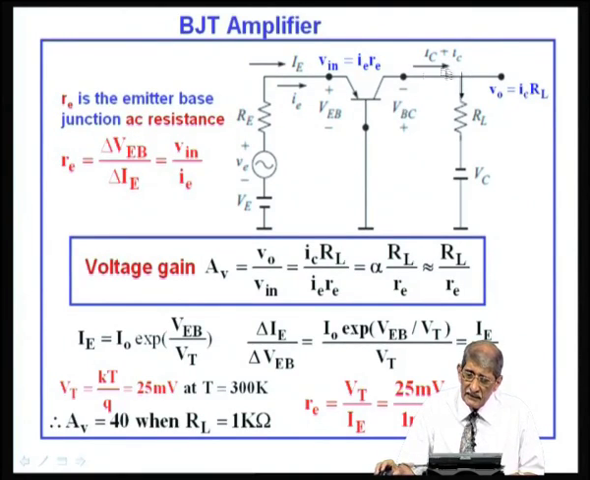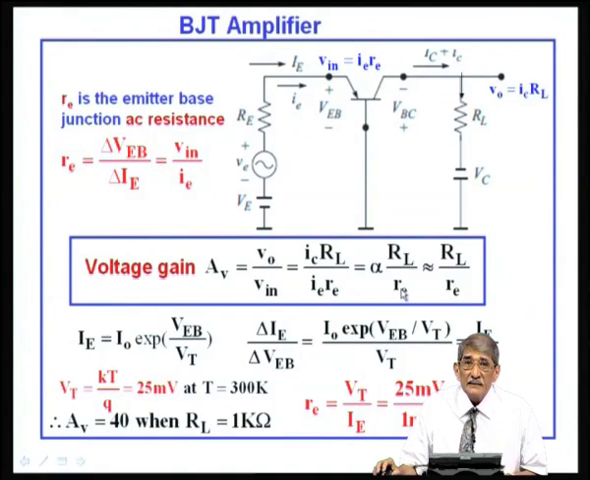So, this will result in an AC voltage drop across RL. The AC voltage drop across RL will be ic times RL. The AC voltage input vin is equal to small ie into re, and ic by ie is alpha. Therefore, the voltage gain vo divided by vin here will be equal to alpha times RL divided by re. Now, what is re? We have said RL, let it be 1 kilo ohm.